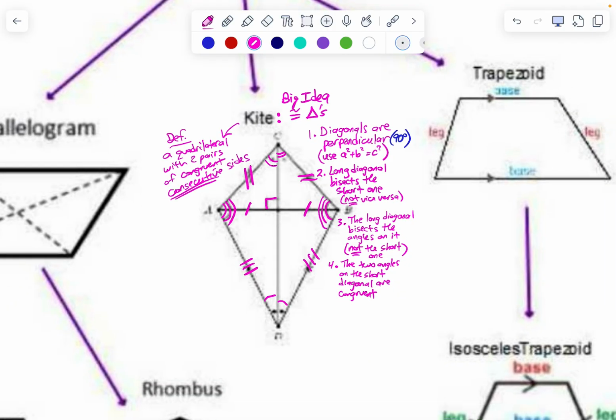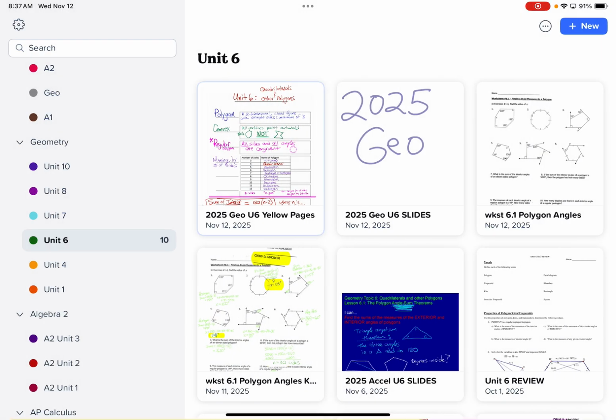Okay, so a definition and 4 properties, that's 5 things, but mostly you can get all of them with the exception of the diagonals being perpendicular. You can get all of these properties remembering that CPCTC exists here. Any questions on the properties? All right, let's go see how these are going to be used in problems.